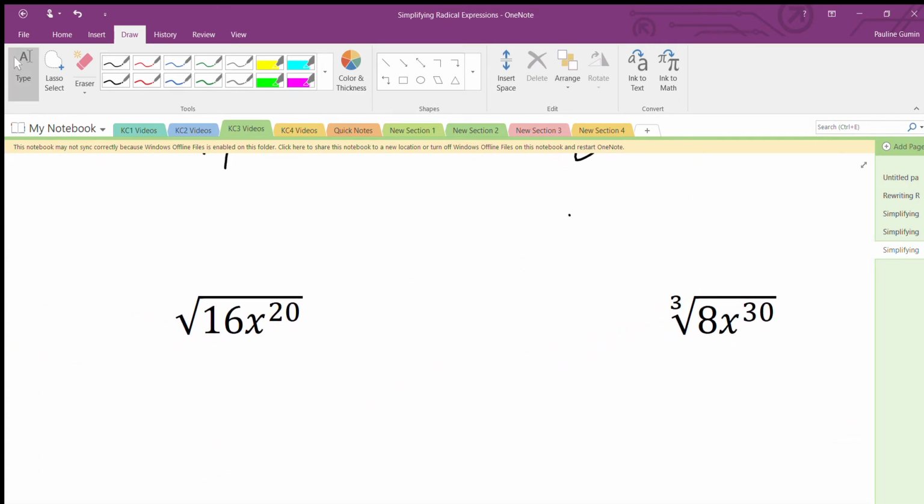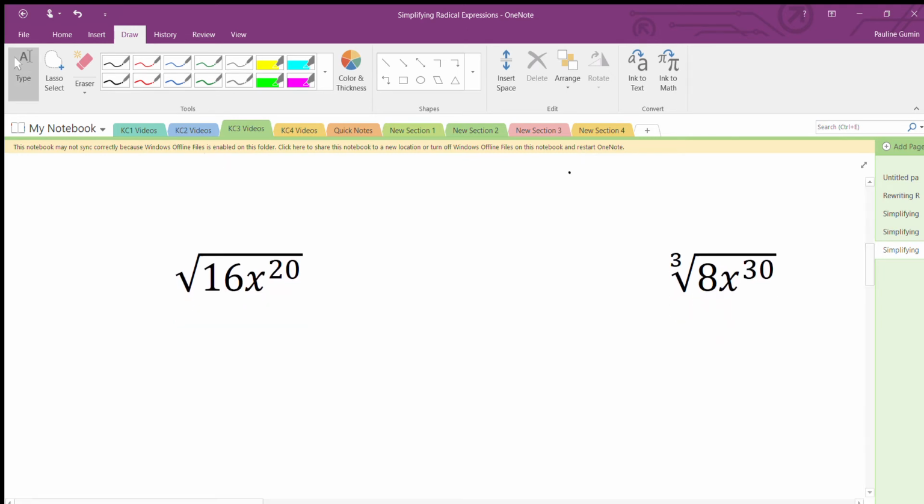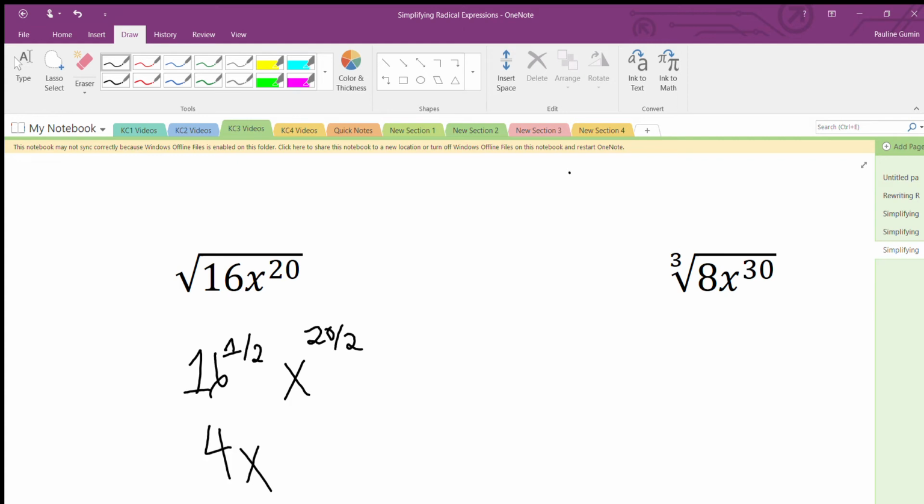Ooh, a number and a variable. This just means we have two bases. Let's start with 16. 16 is the base. It has a power of 1, and it's a square root. X is the base. It has a power of 20, and it's a square root. The square root of 16 is 4. 20 over 2 is 10.